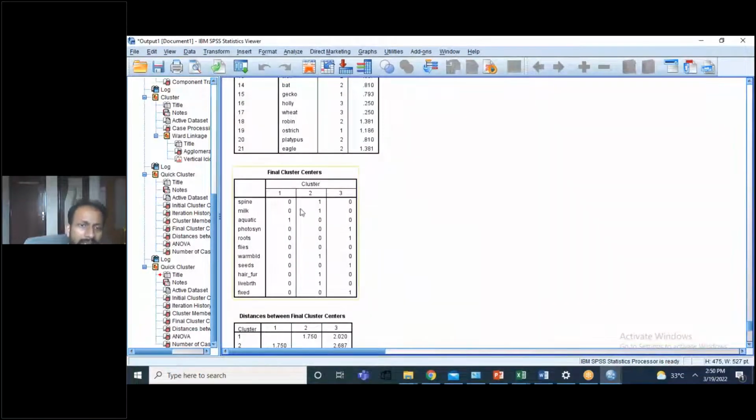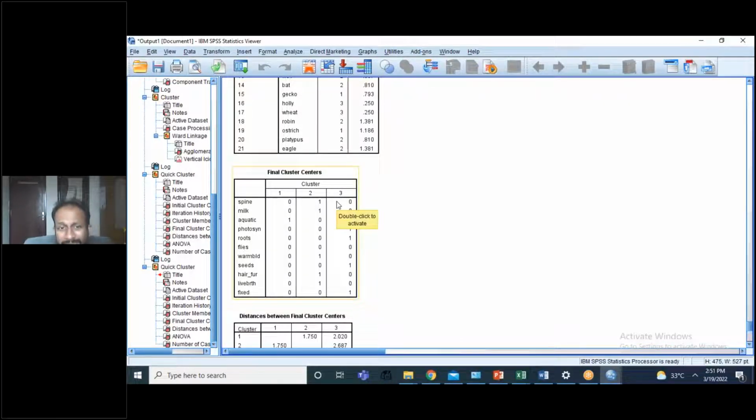Okay, now what it basically talks about is aquatic animals falling under cluster 1. Animals which have a spine, are warm-blooded, have hair or fur, and give live birth fall under cluster 2. And the third cluster, organisms which do photosynthesis, have roots, have seeds, and are fixed, fall under cluster 3.